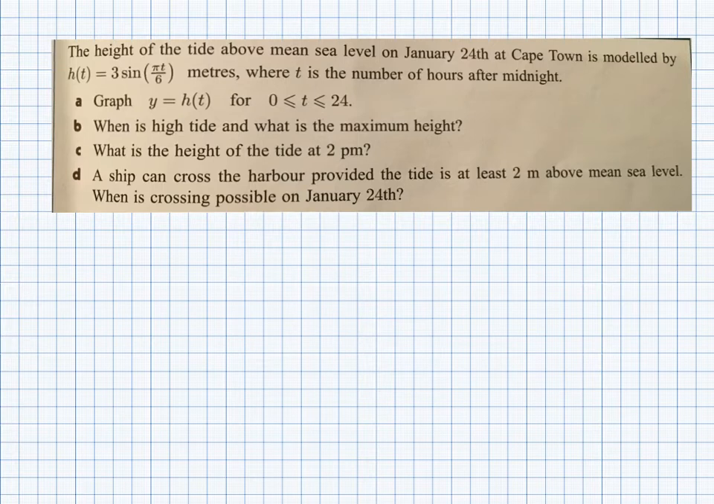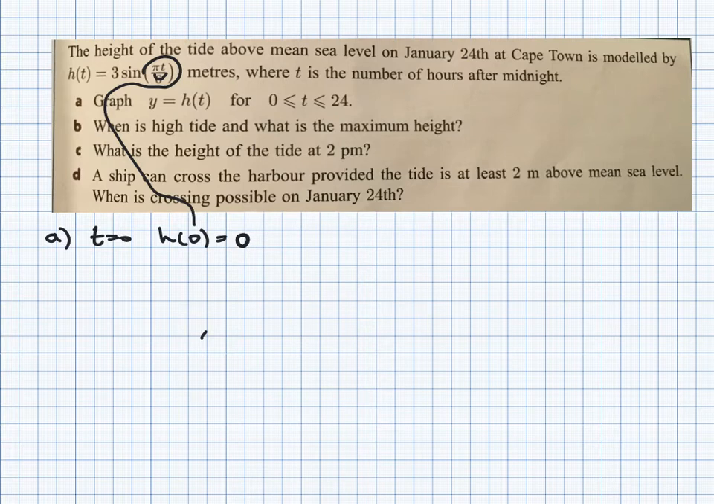What we can do is find the starting point. Let t be equal to 0, then h(t) is equal to, you substitute all of this here. Pi times 0, all this is going to be 0. Sine of 0, and if you need to, you can use the unit circle, is equal to 0. 3 times 0 is equal to 0. So that's going to be our starting point.